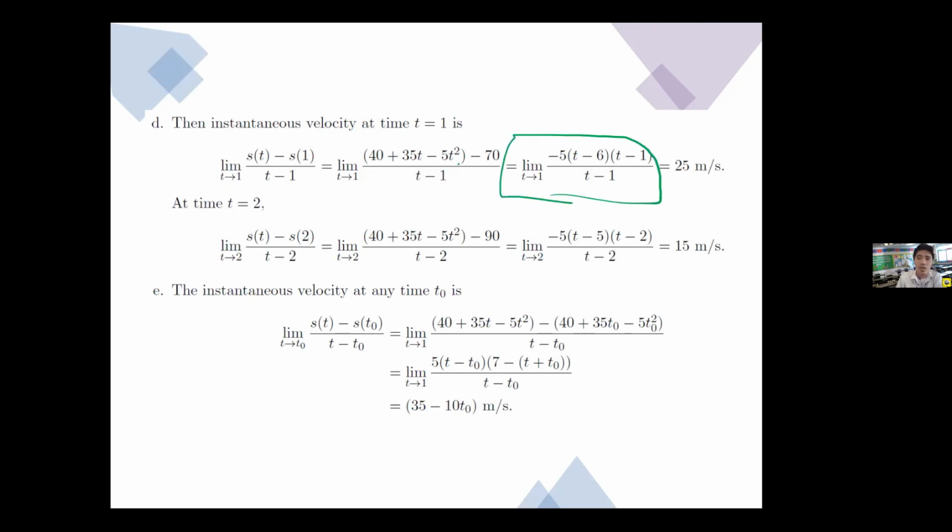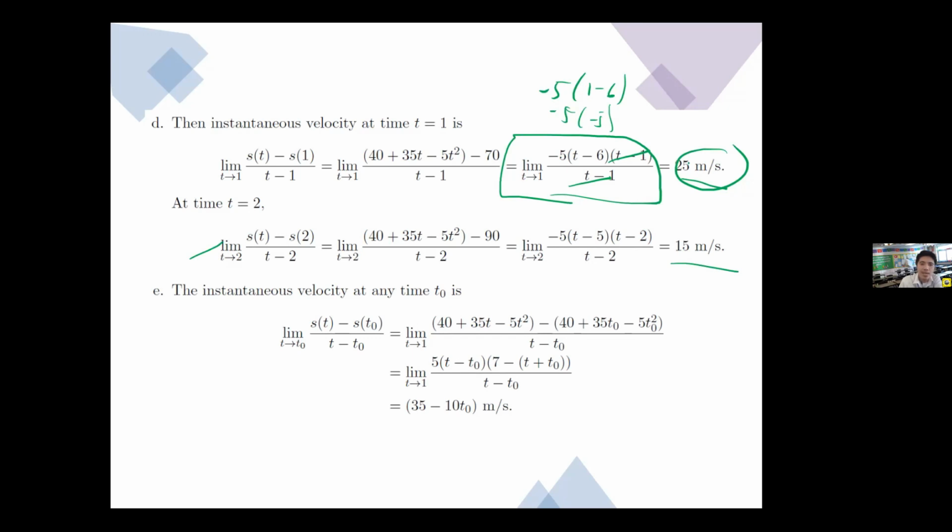Pag substitute kay 1, mao 0 man eh. But, by applying factoring, ma-cancel ni siya. So, ang mabilin, kana na lang. Then, by substitution, that's negative 5 times 1 minus 6, and that's negative 5 times negative 5, kaya 25 meters per second. Meaning, at exactly 1 second, ang kapaspason sa bola is 25 meters per second. Same process lang at after 2 seconds, unsa gyud ang velocity. So 15 meters per second lang.